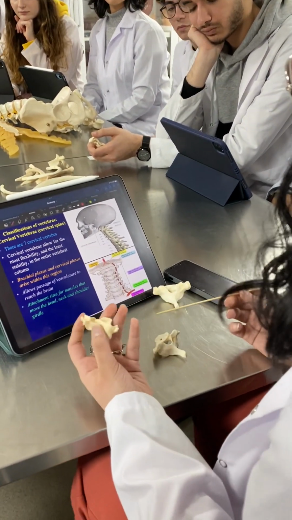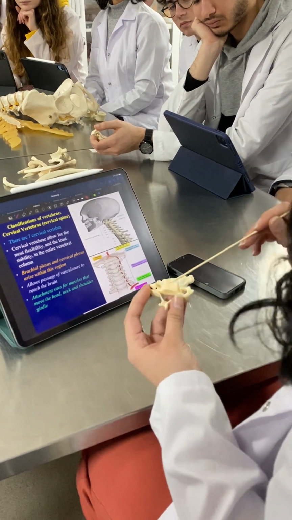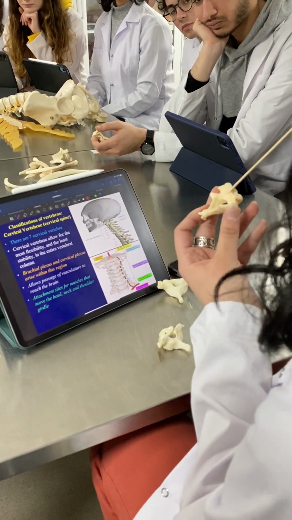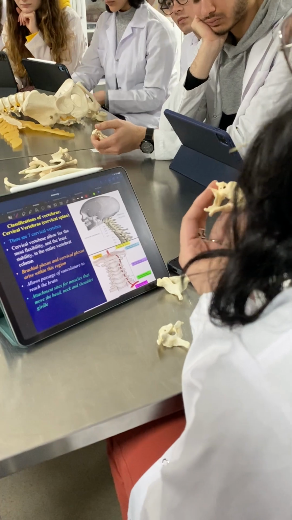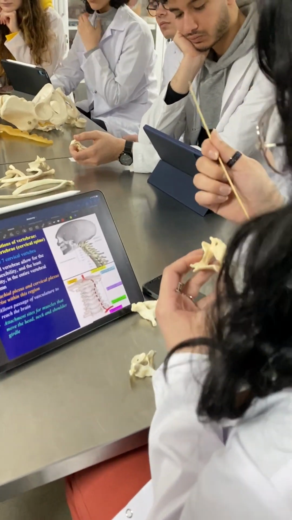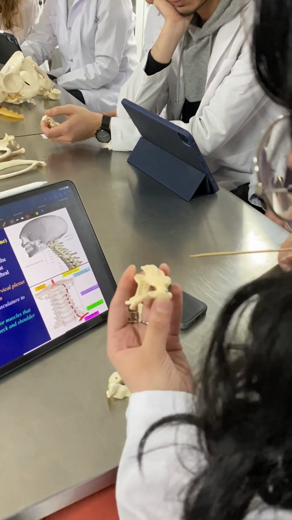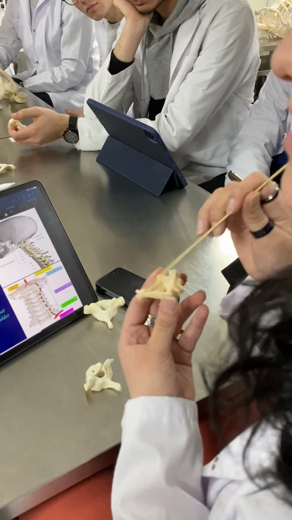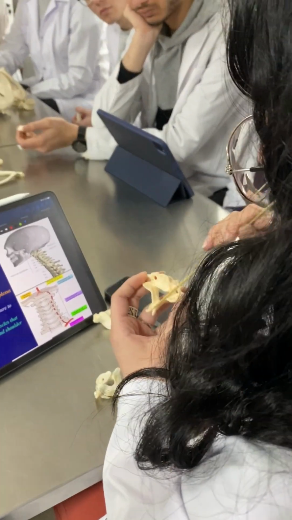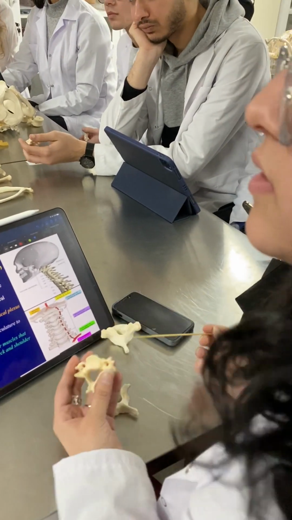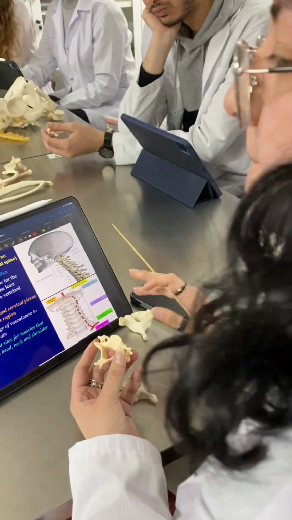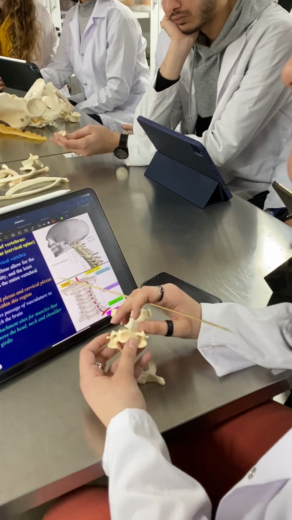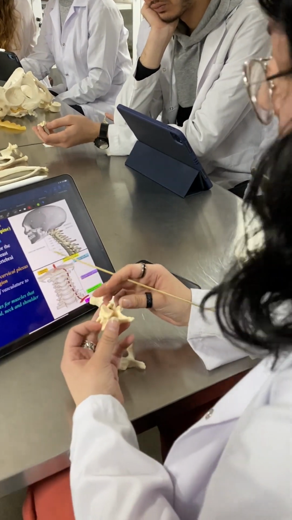Its main features, obviously, it starts with the body, and on the sides you have the uncinate process. It has the transverse process and the spinous process. The spinous process is mostly bifid except in the 7th cervical.